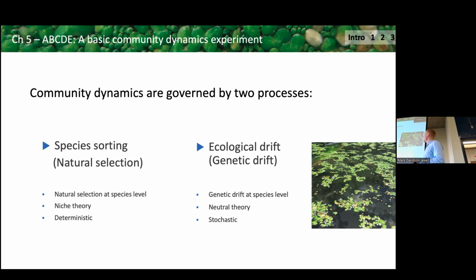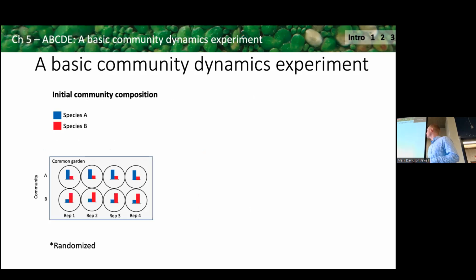On the other hand, we have ecological drift, which is essentially genetic drift at the level of the species, and it will result in assemblages of species in each locality, the individuals in which are completely unrelated to the local conditions, right? So it's completely stochastic. This is the process that underlies neutral theory, and it predicts, again, stochastic dynamics of species.